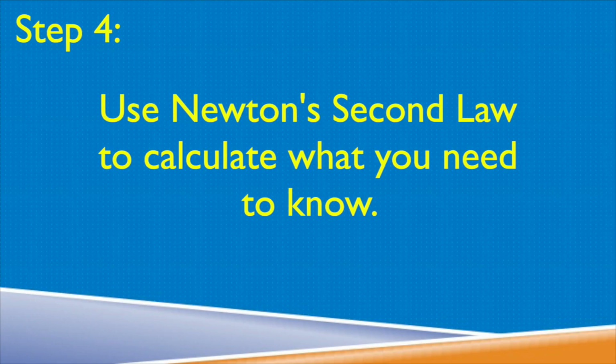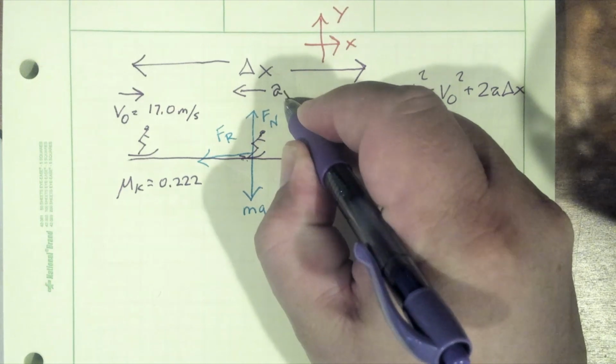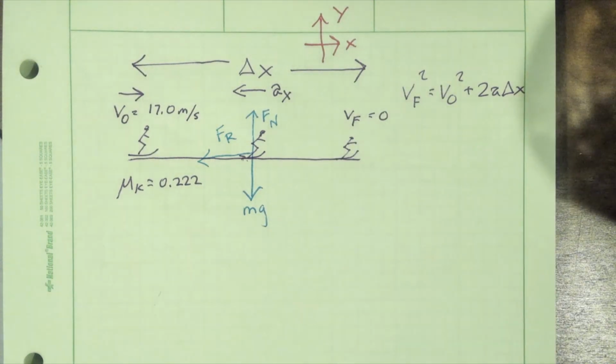And then we say, all right, let's use Newton's second law to figure out what we need to figure out. Now, in this case, we're going to be looking for the acceleration in the x direction. That is what is going to go in our equation here.